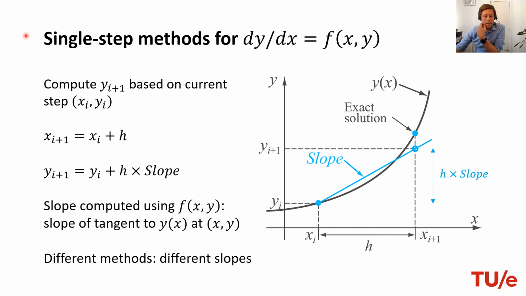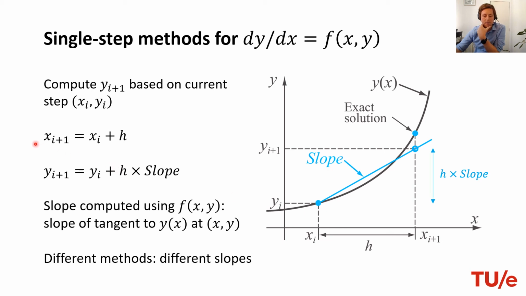A last thing that I want to say about single-step methods. Single-step methods are the main focus of this lecture, because we can easily interpret them from a graphical point of view. So the idea is to compute y subscript i plus 1, the numerical approximation of the function y of x at x subscript i plus 1, and this will be based on the current step. That is the definition of a single-step method.